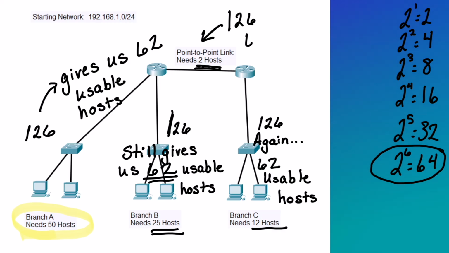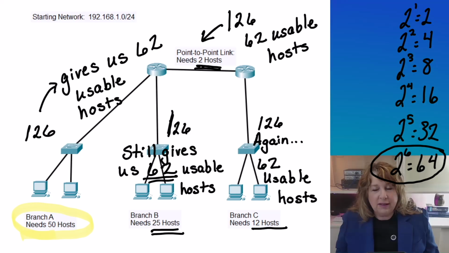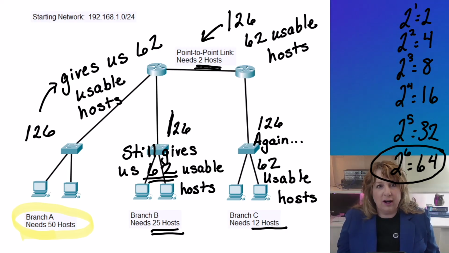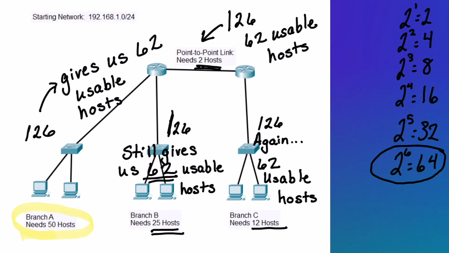Branch C needs 12. We give it 62. 50 addresses wasted. That point-to-point link needs just 2. We give it 62. 60 addresses gone. Out of 254 usable addresses in this CIDR 24, we've burned through most of them and barely used any. In a home lab, that might not matter, but in the real world or on the CCNA exam, asking you to do VLSM subnetting, it absolutely makes a difference.